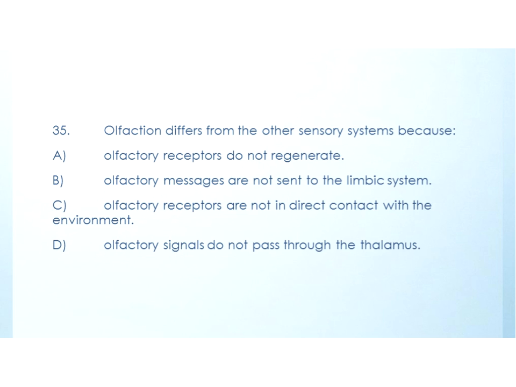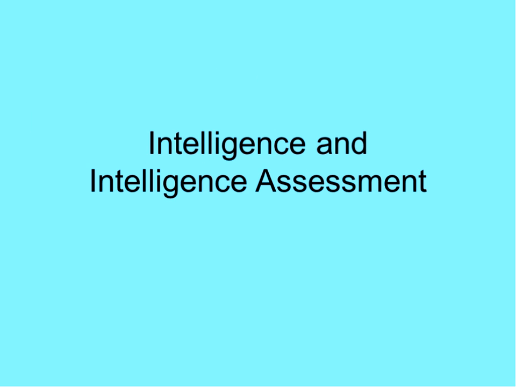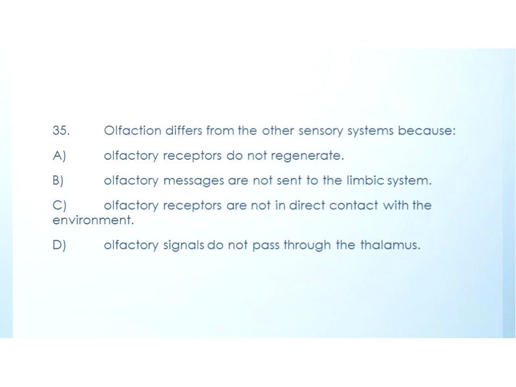Number 35, how is smell different from these other senses? I mentioned this more than once. Everything other than smell goes through the what? Goes through the thalamus, the relay center for sensory information. A little less than half of you had that one correct. And then I guess that was the last one I had lined up for you.